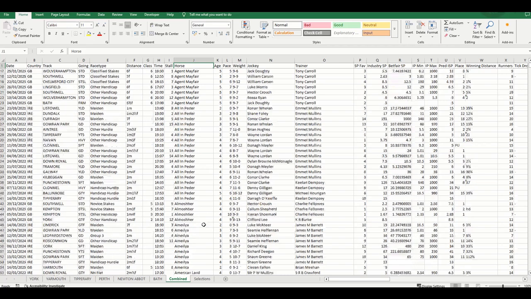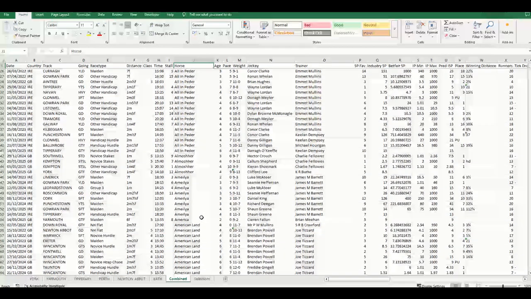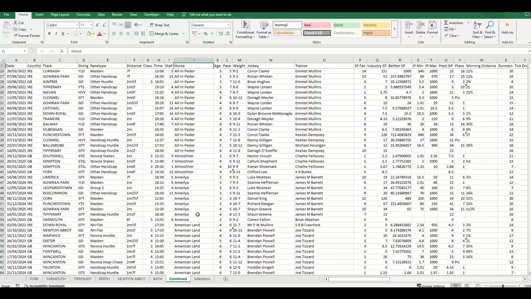So looking here, if we look down, you can see Amelia, due to run today, 14th of the 5th. You can see that horse's full history. You can see where that horse has run, the going, the type of race, the distance, the time of the race, all the details around the jockey, the trainer.